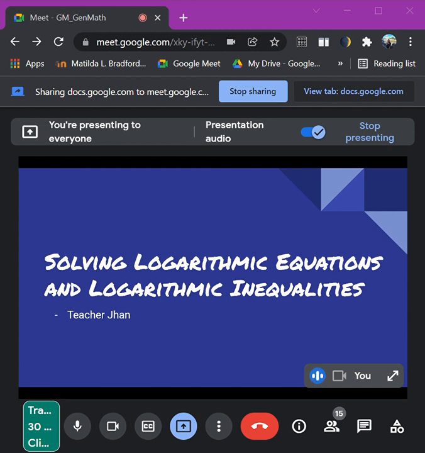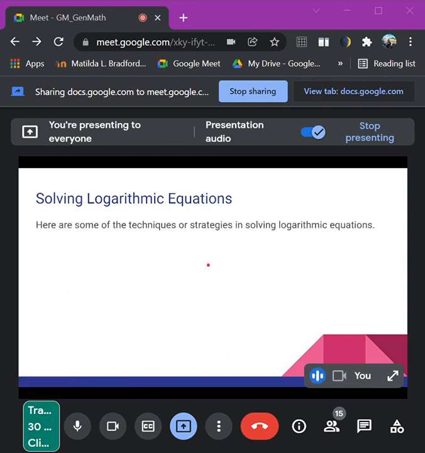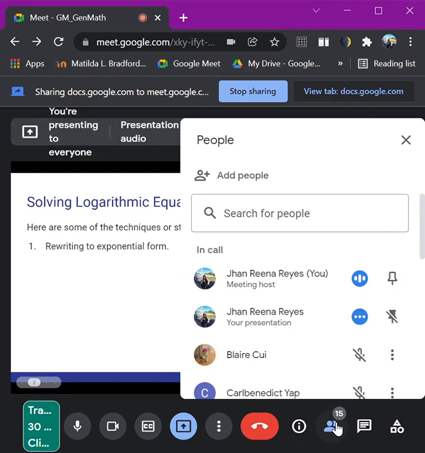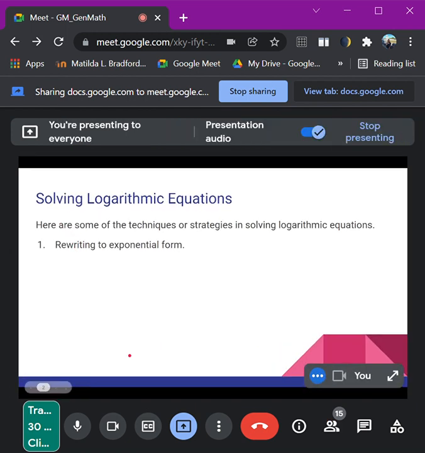Now, we are going to start first with solving logarithmic equations. So, for solving logarithmic equations, class, here are some of the techniques or strategies in solving logarithmic equations. So, let's start with the first one. Please read number 1.